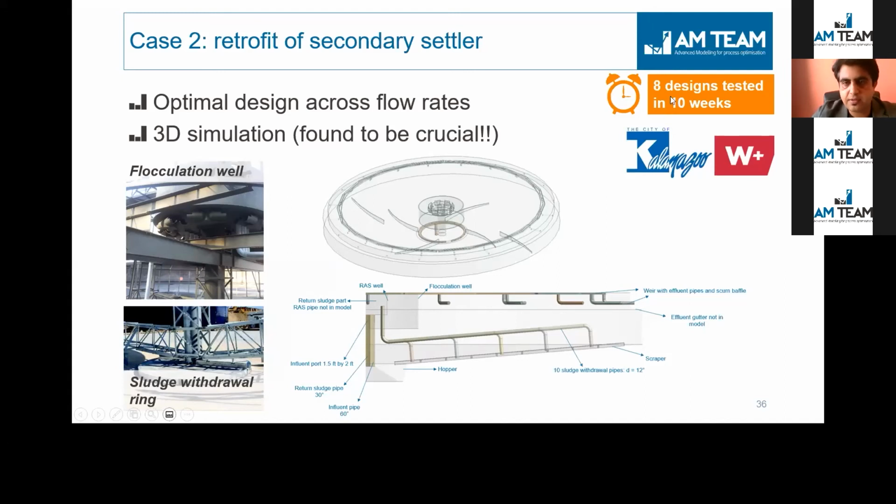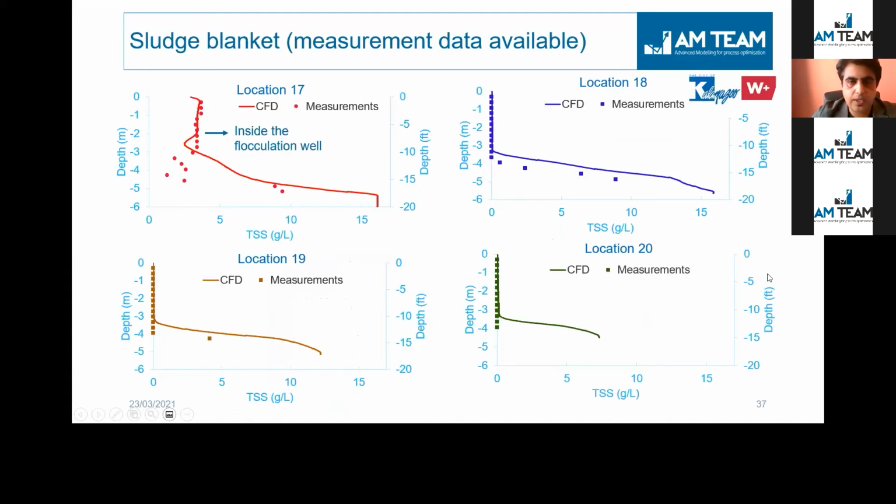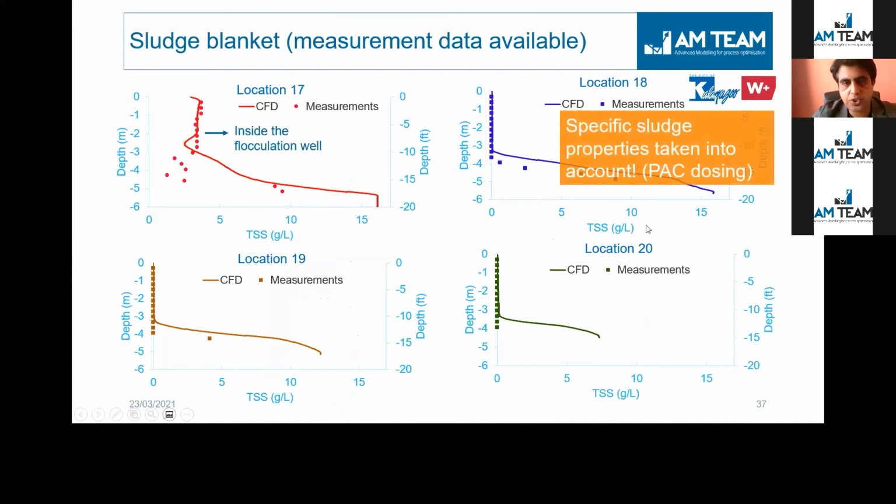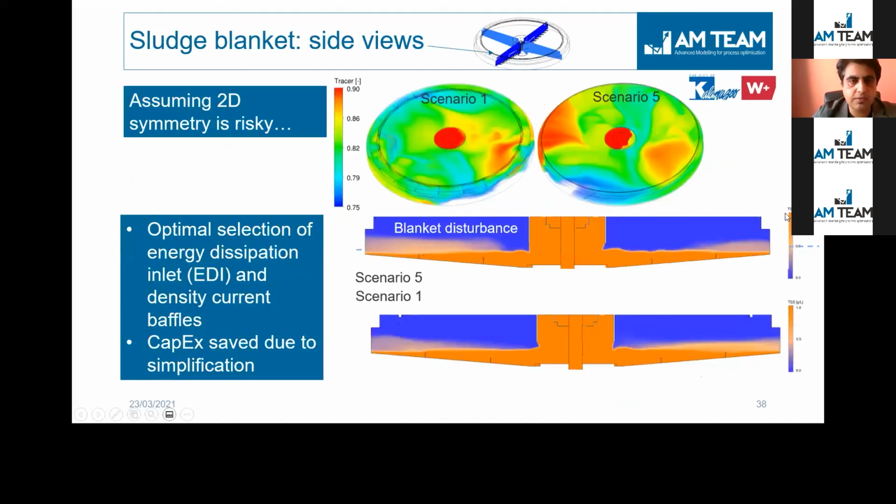In this case, we tested 8 different designs, and it took us around 10 weeks. And we were able to actually also validate this, because this was a special type of sludge, where PAC dosing was happening. So the sludge was very well settleable. We tried to validate this with our model, and we found that the CFD simulation results were very much in line with the measurements.